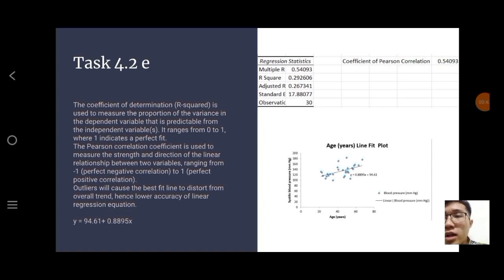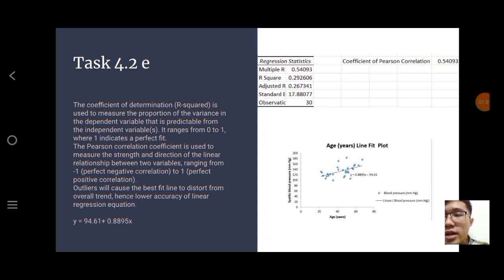From the table on the left, we can see that R square is equal to 0.29, and we can find the Pearson correlation by using the Pearson syntax and selecting the data in the two columns. We get the value of 0.54. We should note that since the perfect value is 1, 0.29 is quite low. So we can say that there is a low relationship between age and systolic blood pressure.